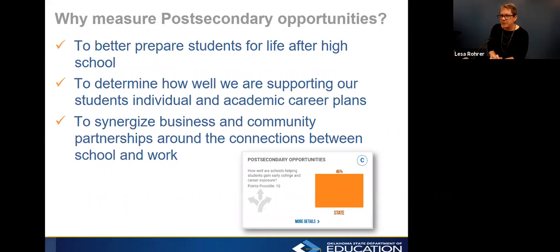Now let's move to high school. This is a high school only indicator, and it's the post-secondary opportunities. And what are we doing here? We're looking to better prepare students for life after high school. We're looking to determine how well we're supporting our students' individual career and academic plans, the ICAP, and we're looking to synergize business and community partnerships around the connections between school and work, because we want our kids to graduate ready for life after high school.